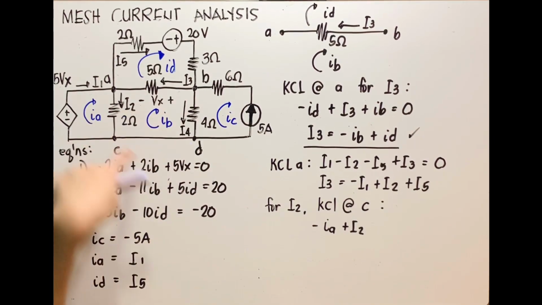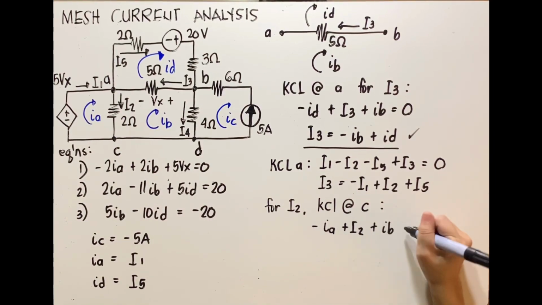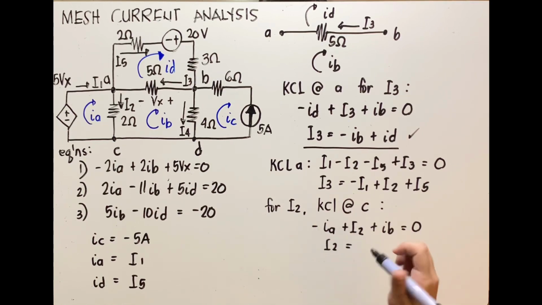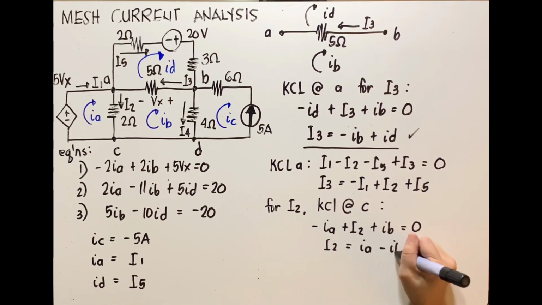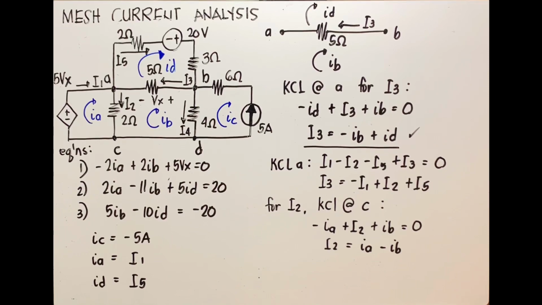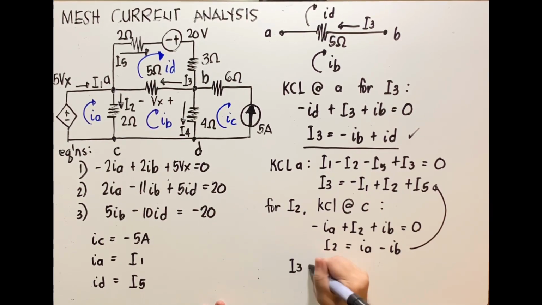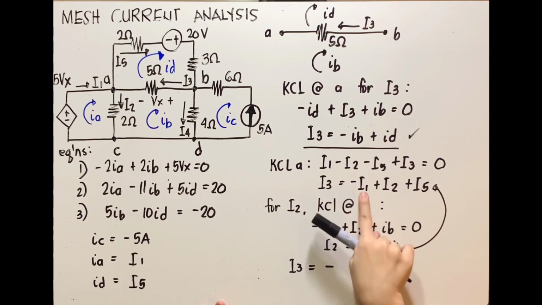Tapos si IB papasok dito. So, positive IB. Equate that to 0. You'll get I2 equal to positive IA, negative IB. Ngayon, try nating i-substitute lahat dito. Ang mangyayari, I3 is equal to the negative of I1.